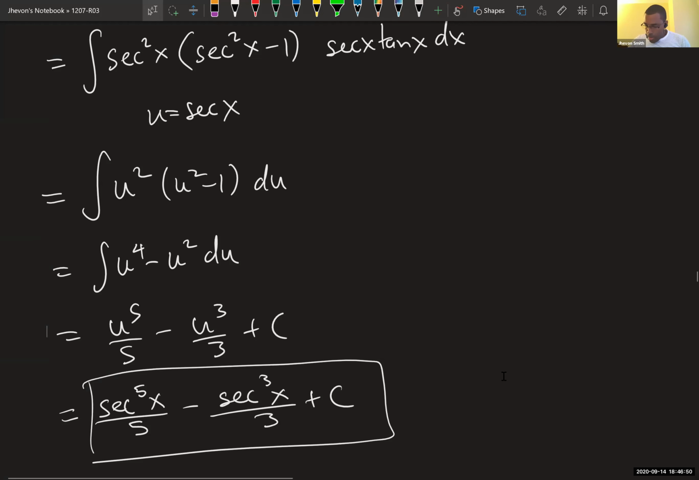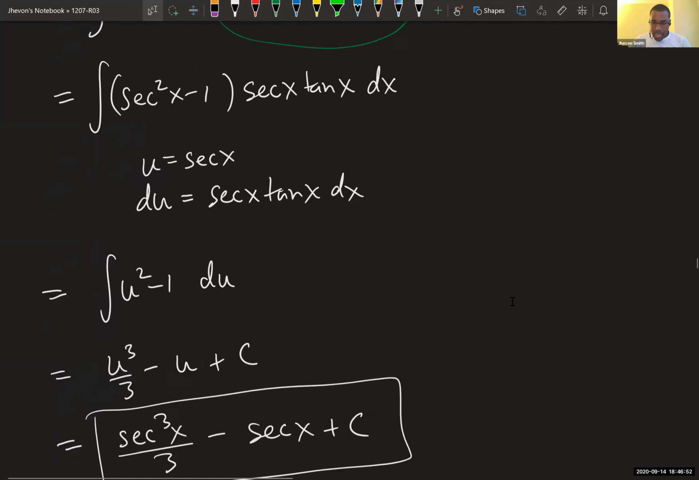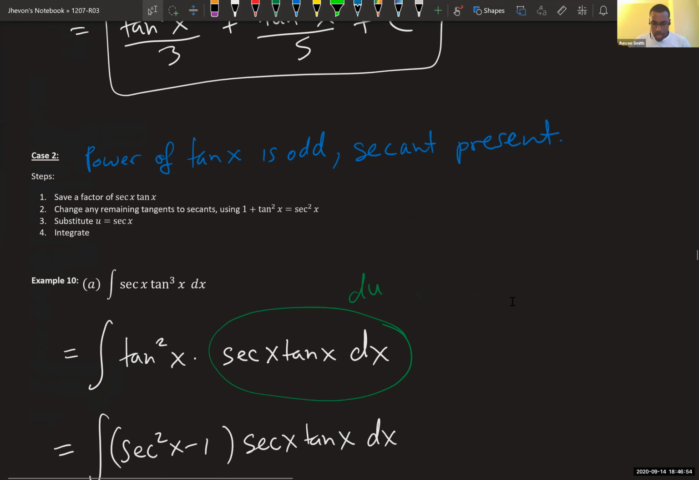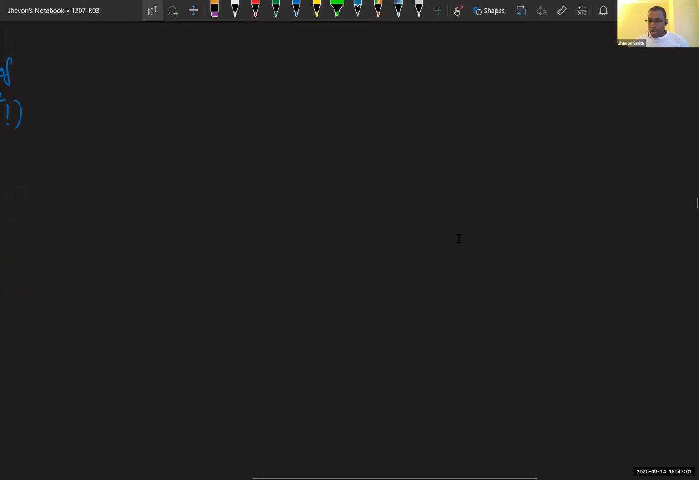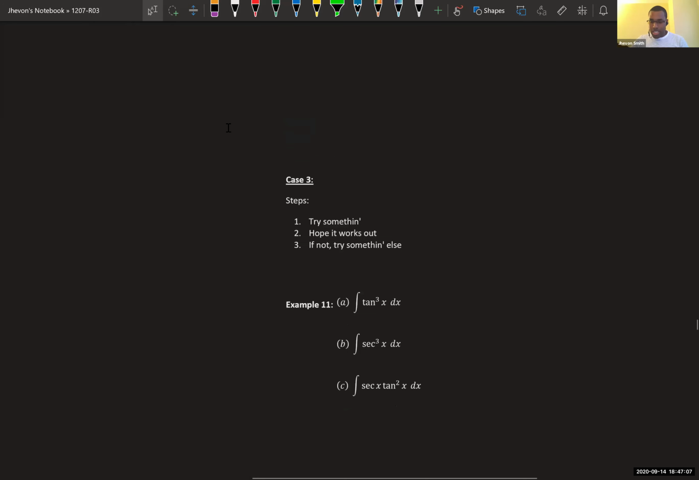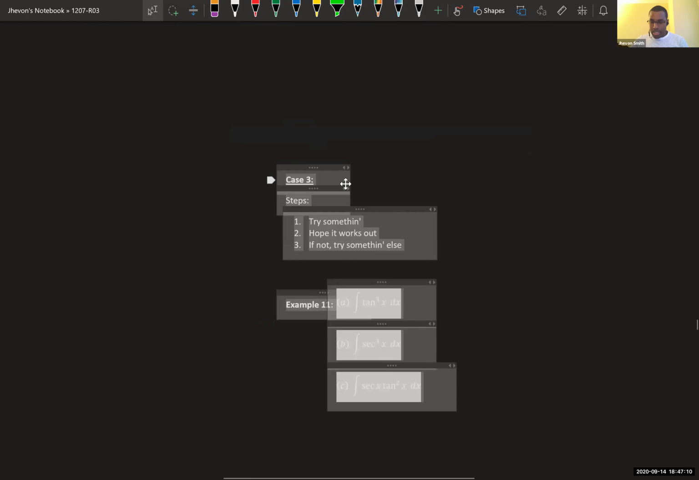Now I'll just talk about the last case and I'll leave you guys to try some examples for next time. So this was case 2 for secants and tangents. So case 3, you guys are gonna love case 3, it's awesome. This is a case where pretty much you're in any other scenario. And we know exactly how to deal with every other scenario. You guys are going to love this.